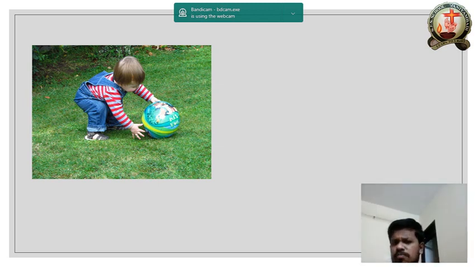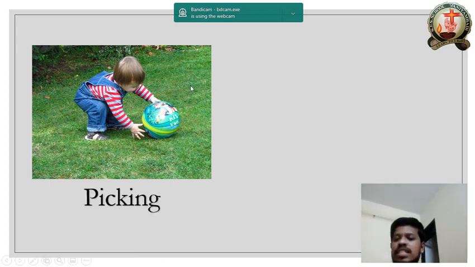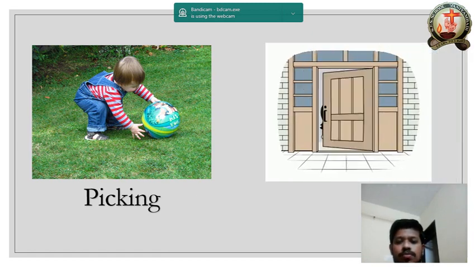First, I would like to show you one picture. What do you see in this picture? What is this small boy doing? He is trying to pick the ball, right? So you can see here, what is his action? This action represents that he is trying to pick the ball which is lying on the floor. A ball was already lying on the floor, and he is going and trying to pick the ball. Okay, very good.